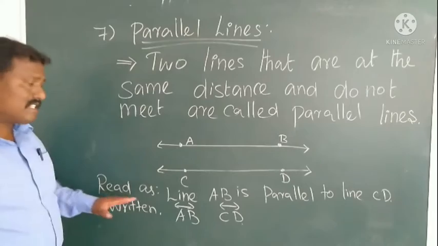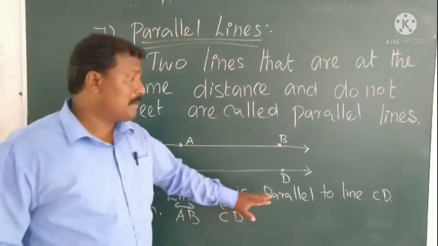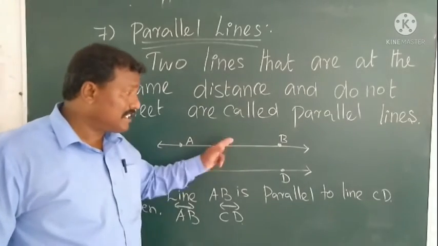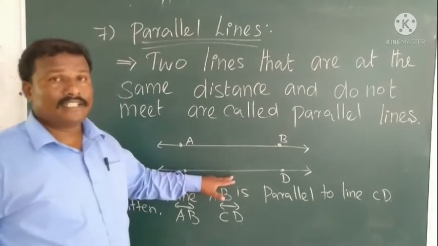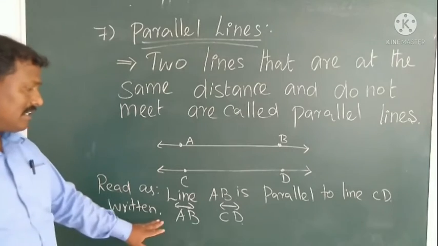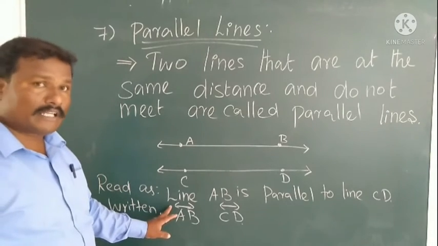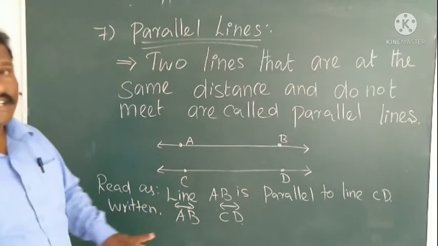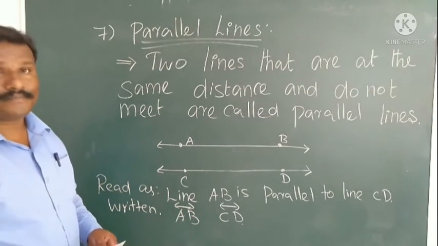We can read it as line AB is parallel to line CD. How can we write it? Line AB with a double-sided arrow mark above, then CD with a double-sided arrow mark above. So we can write parallel lines like this.